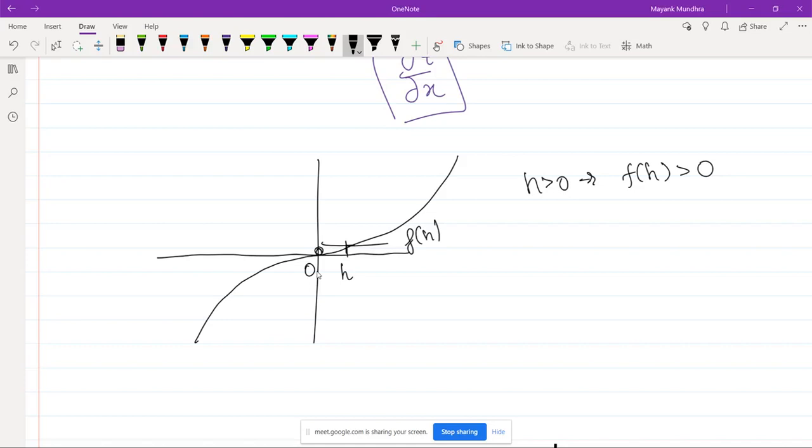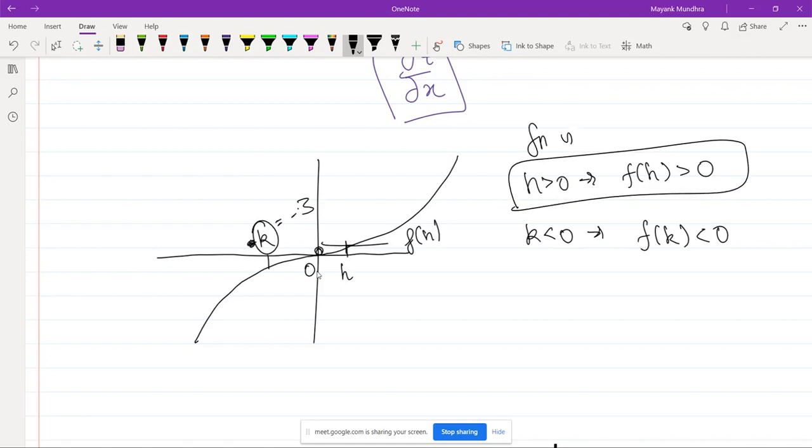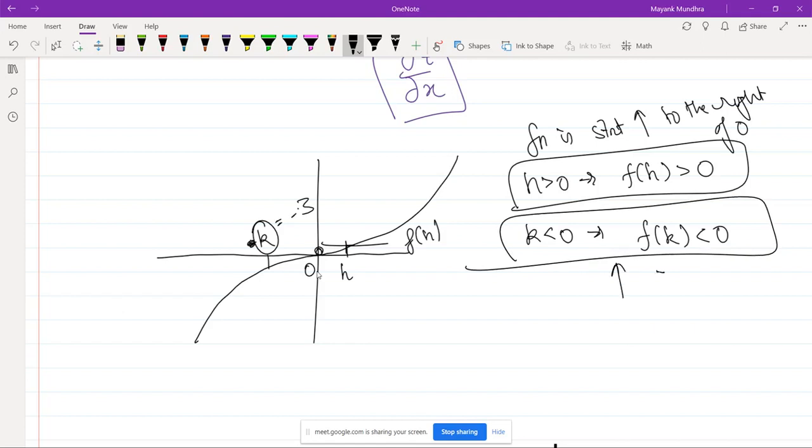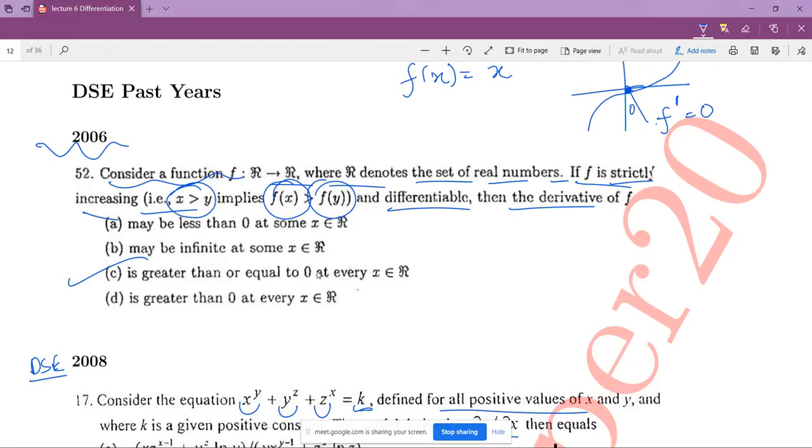Also, for the points to the left, let's take any point here, minus k. Let me just call this k, some negative number, say minus 0.3. If k is less than 0, this implies that f of k is also less than 0. So this means that the function is strictly increasing to the right of 0, and also strictly increasing to the left of 0. So it is actually strictly increasing on all points.